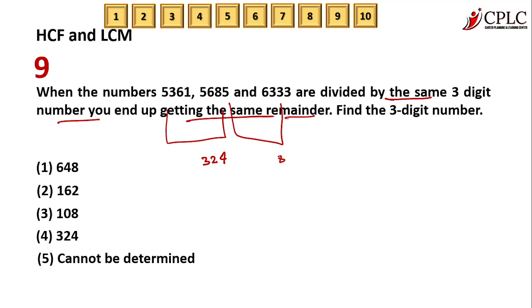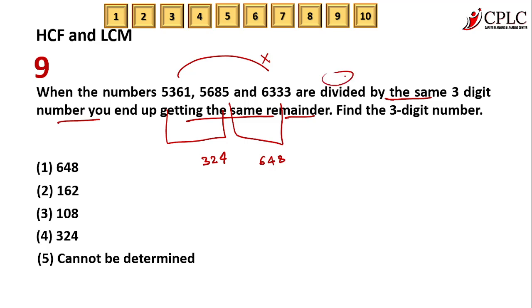13 minus 5 is 8. 12 minus 8 is 4. 62 minus 56, that is 6. So 648 is the difference. And also, people, always remember, it has to be the difference between consecutive numbers only. It cannot be the difference of the first and third, and so on and so forth.